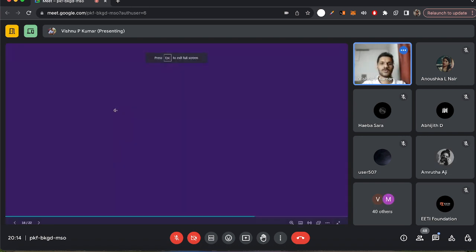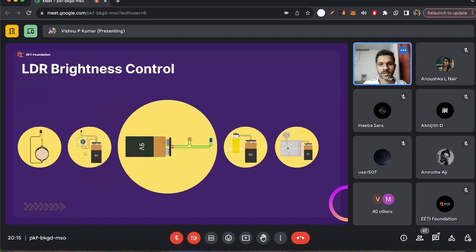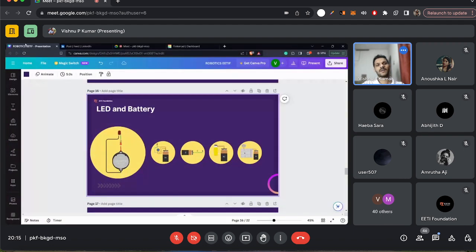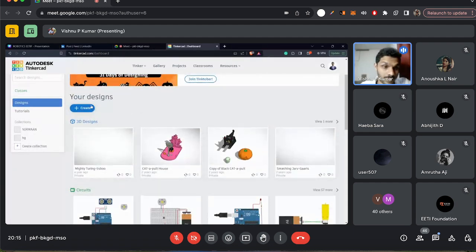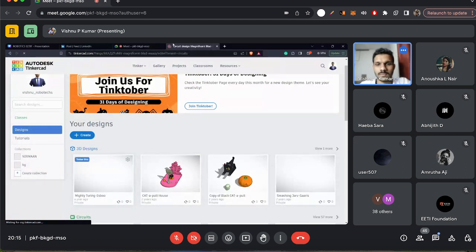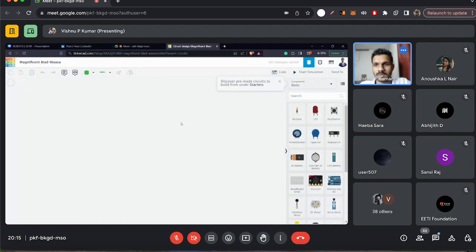So we'll be doing five basic circuits today, and we are going to start with the LED and battery circuit. These are the five different circuits that we are going to check today. If you want to create a new circuit, you can just click on create, then circuit, and you'll get this user interface.